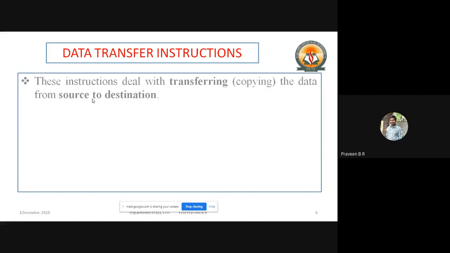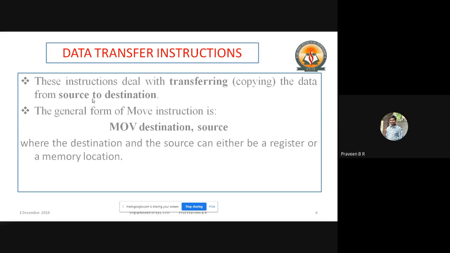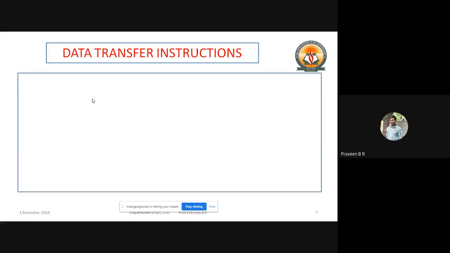Whenever I talk about data transfer instruction, it deals with only transferring the data from the source to the destination. We are not varying the data. The data remains the same. The only thing is we are copying the data from one memory location to another memory location. So the general form of the data transfer instruction is opcode destination comma source, where the destination and the source can either be a register or a memory location.